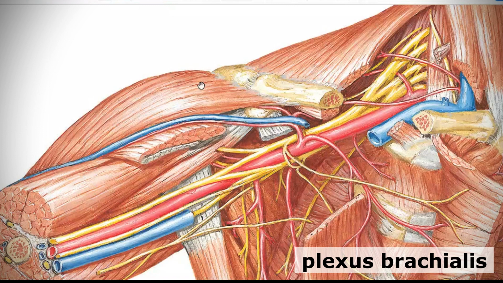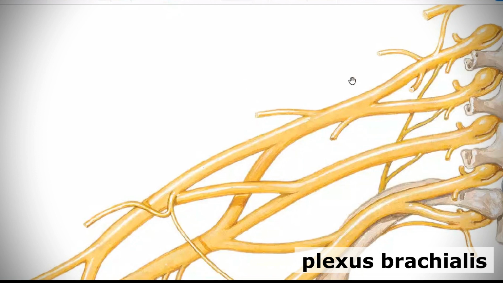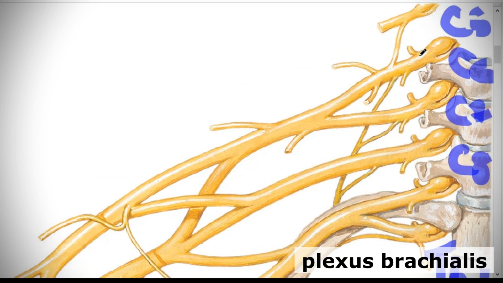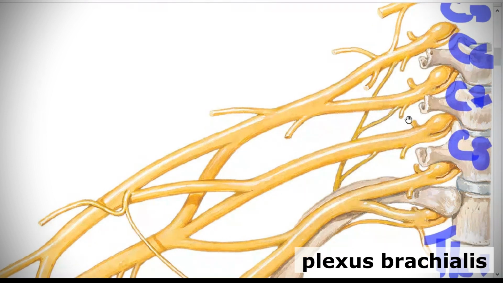And first of all, we speak about how it's formed. So brachial plexus, plexus brachialis, is formed, as you can see, by anterior branches of lower 4 cervical nerves and the greater part of first thoracic. So here you have anterior branches of these nerves that join and create plexus brachialis, brachial plexus.